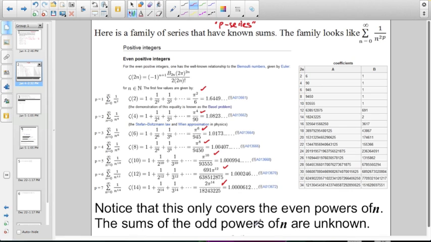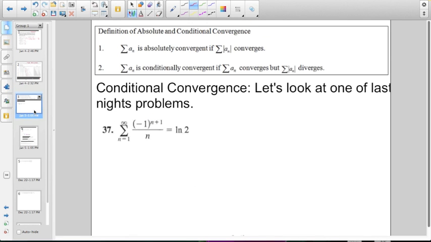Odd numbers, and again, this is your traditional p-series, so this does not alternate. So the odd powers of a p-series, we don't know. We don't know the value of those sums for some reason. Not quite sure why. So just kind of some interesting phenomenon there.